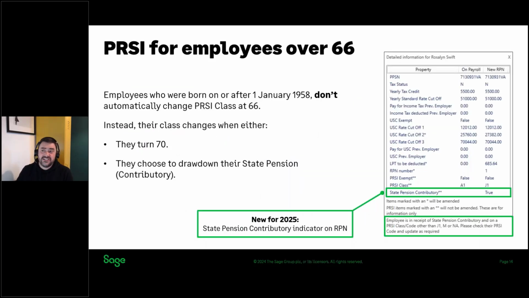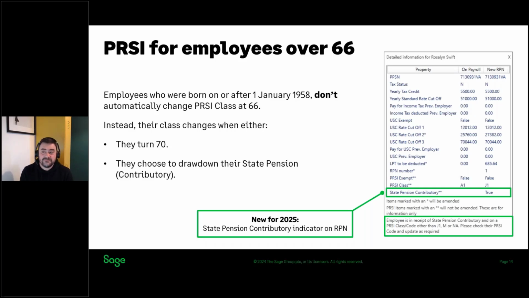So from those budget changes, I just want to briefly talk about PRSI for employees over 66. You saw some of this as part of the RPN demo, but due to a change in the rules, employees who were born on or after the 1st of January 1958 don't automatically change PRSI class at 66 anymore. Instead, their class will change when either they turn 70 or they choose to draw down their state pension contributory, whichever of those happens first.